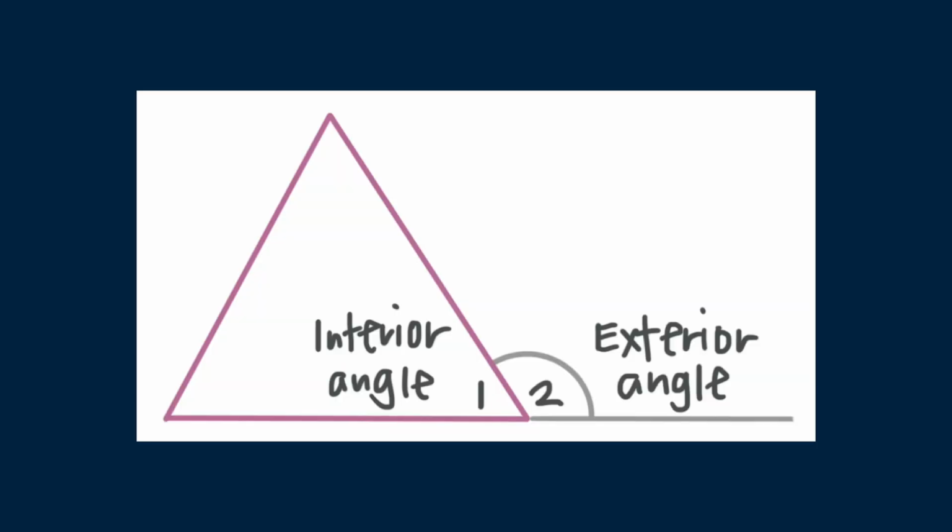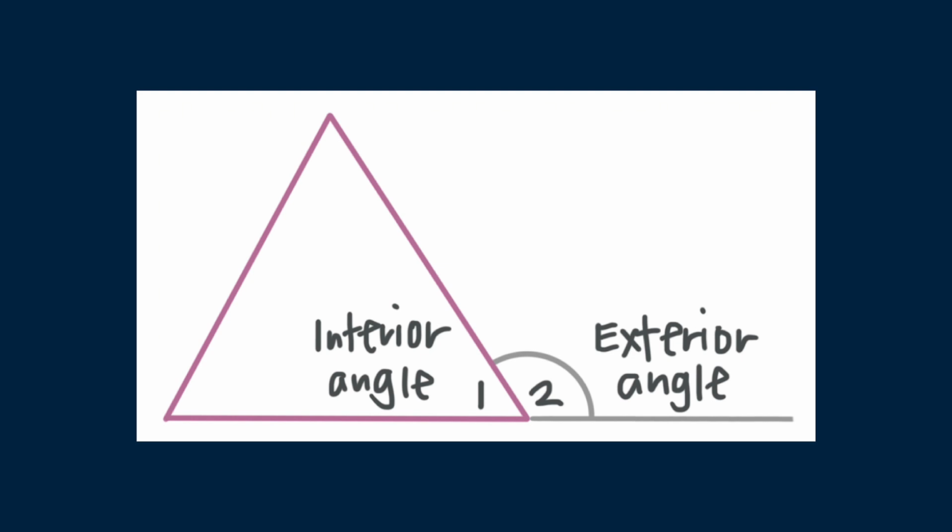I have a diagram that shows what an interior angle and what an exterior angle is. So an interior angle of a triangle is one of the angles that makes up the triangle. But an exterior angle is what happens when you extend that side all the way over, so you can make another angle with a side of the triangle and the newly formed line that you just made. So those are interior and exterior angles.